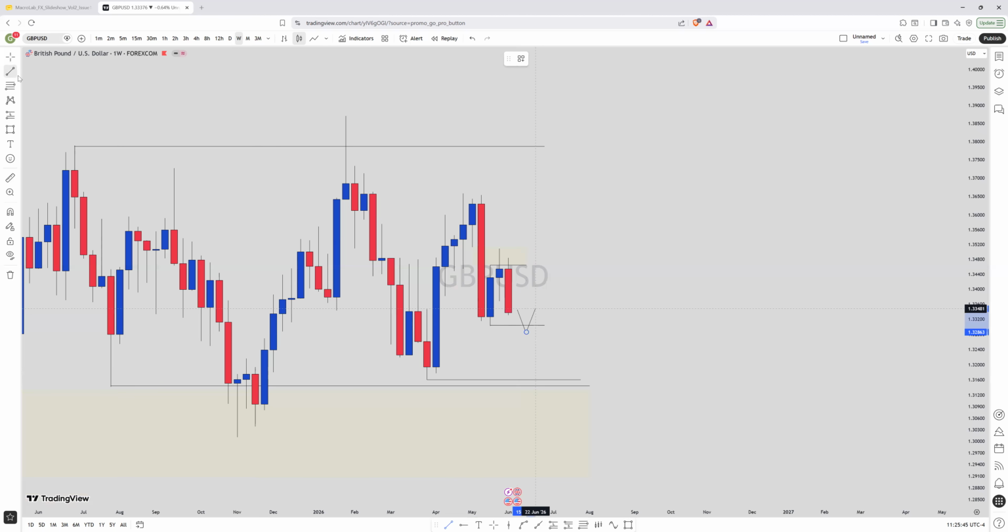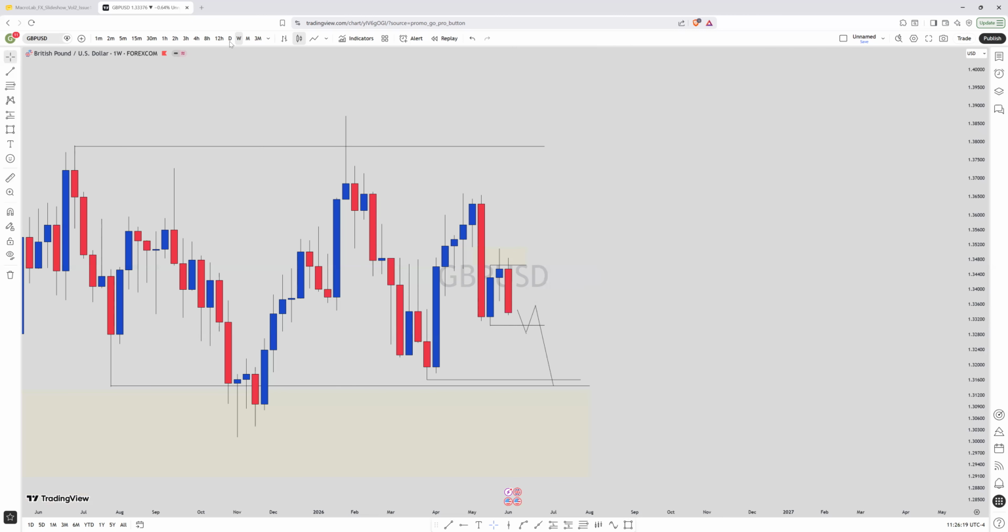Then if we see a more USD supportive narrative, we could see more downside. It would be good for pound USD to really come down to that low, and largely I'm bearish. I'm bearish on pound USD. The macro outlook still supports it being bearish.